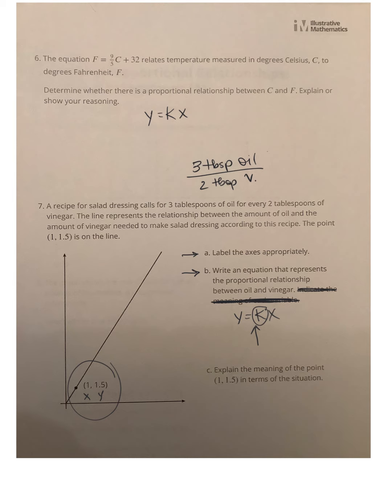Finally, explain the meaning of the point 1, 1.5 in terms of the situation. So in terms of the situation, I'm asking you, well, how much oil and how much vinegar? And this is in tablespoons. So your explanation should say 1.5 tablespoons of either oil or vinegar for every 1 tablespoon of oil or vinegar. So we're still talking about y over x. You should have already labeled your axes so you can see which one is oil and which one is vinegar.